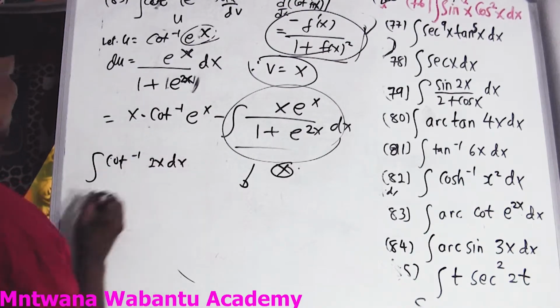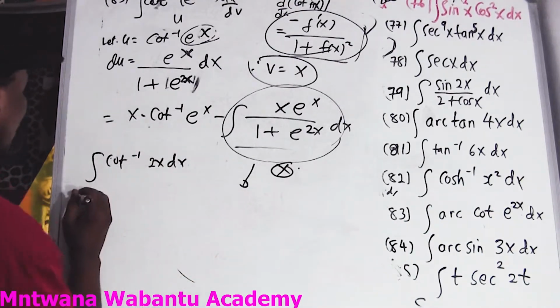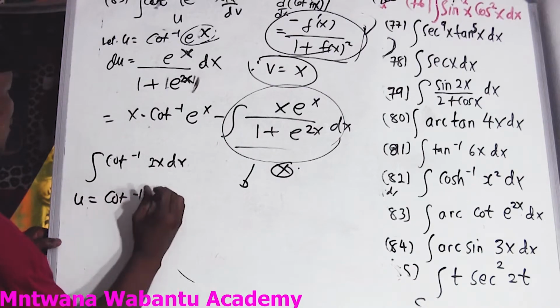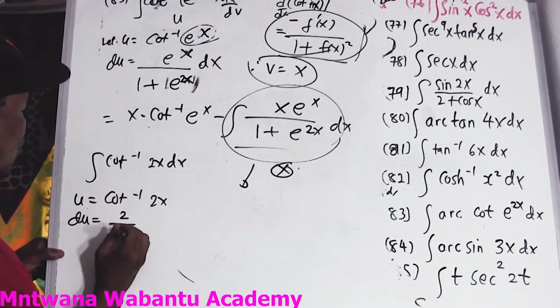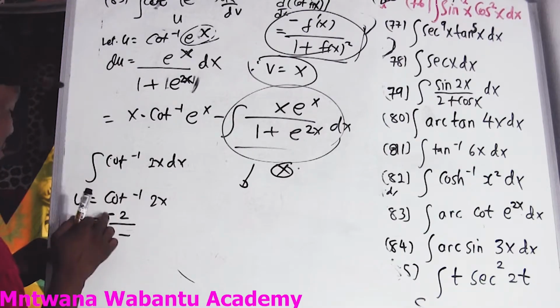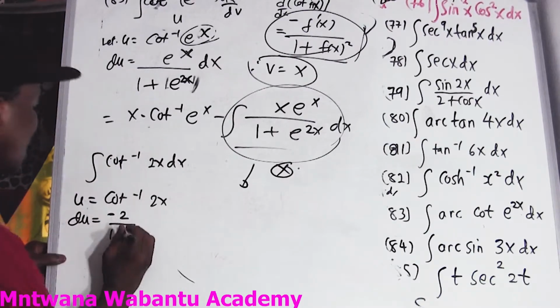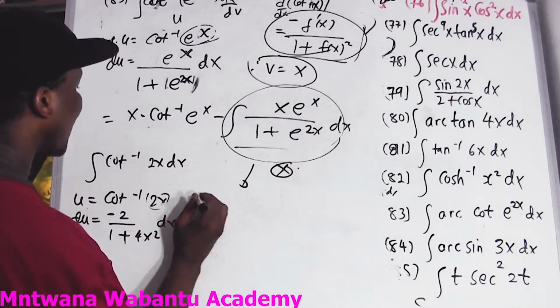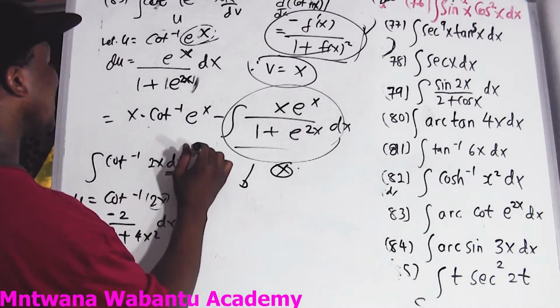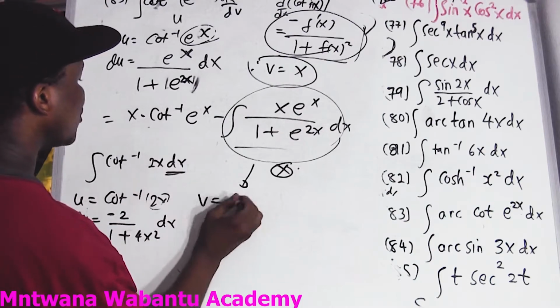2x dx. So I'm going to use integration by parts, uv. Let u equal cot inverse of 2x. du equals, differentiation is going to give you 2 over 1, but it must be minus here. For cot, it must be minus. For tan, no minus. You plus the square, this is going to give you 4x squared dx. When you integrate, because dv must be equal to dx, v equals x.